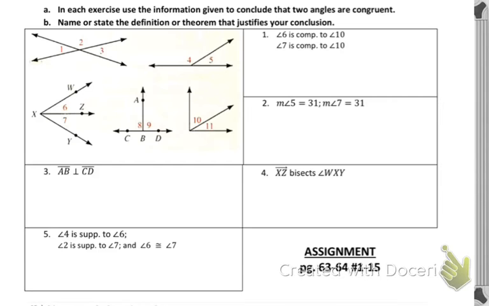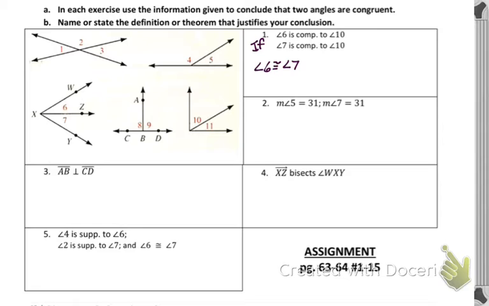You can work on the one that says, in each exercise, use the information given to conclude that two angles are congruent. So in the end, we have to say these two angles are congruent. And then it says, name or state the definition or theorem that justifies your conclusion. So if angle 6 is complementary to angle 10, and angle 7 is complementary to angle 10, we can conclude that angle 6 is congruent to angle 7.